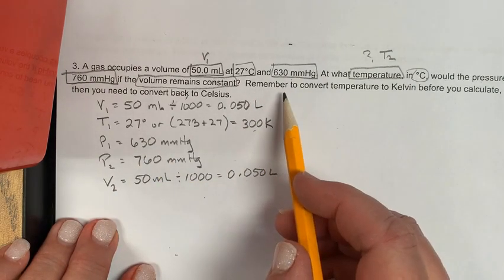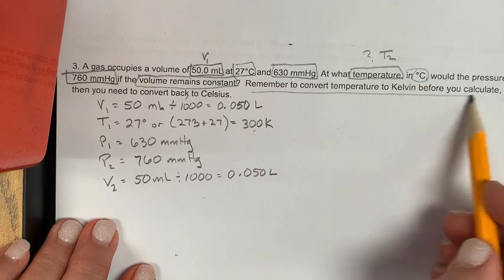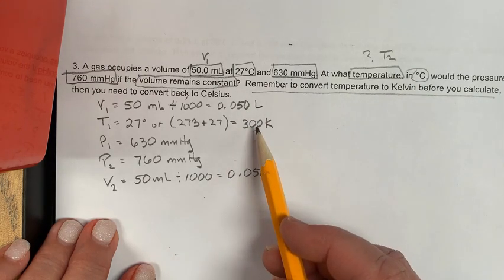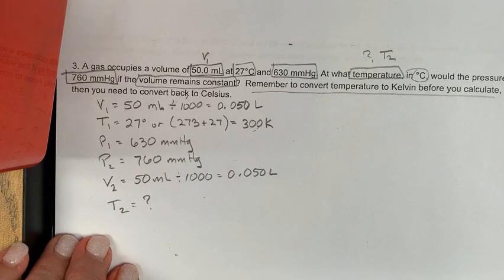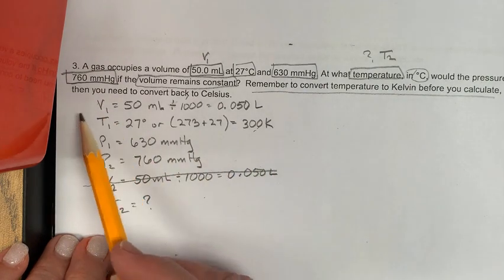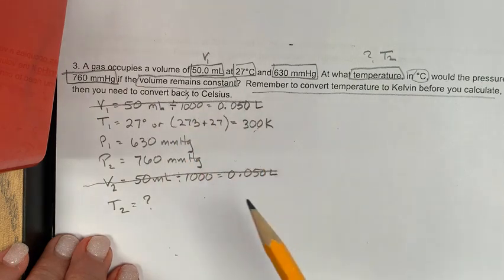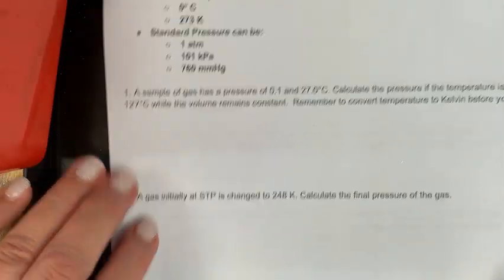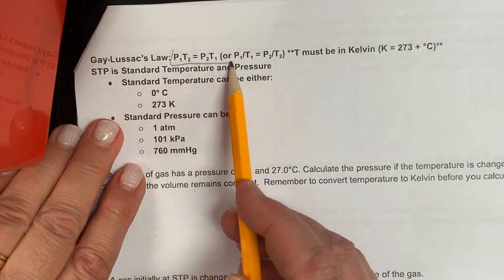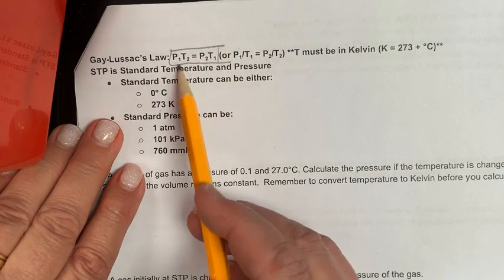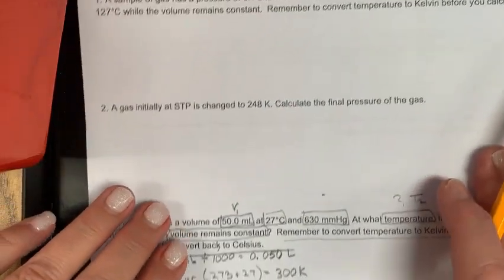All right, so did I remember to convert temperature to Kelvin? Yes, I did. Our T2, what is it? We don't know. This is what we're solving for. Okay, so the reason I don't need the volumes is because it's constant. If something doesn't change, we can use an equation that doesn't have that in account. So we can go back up here, and this is part of the problem anyway. Our equation that we're working on this page is P1 T2 equals P2 T1. So I'm going to write that down here.